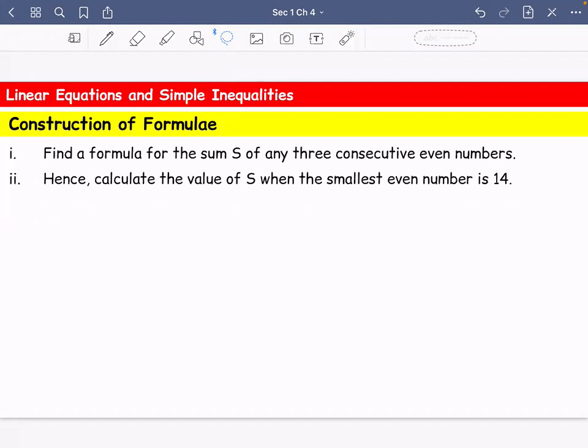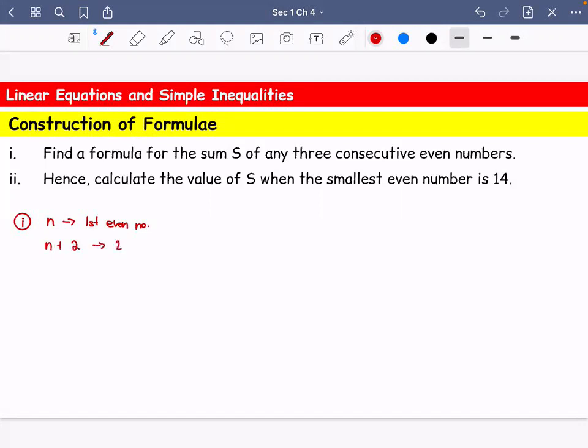Now, do you still remember, class, how do we write consecutive even or odd numbers? Let me write that. So for number one, how do we write three consecutive even numbers? n is always the first number, just the first even number. And then how do we write the next one? It's always n plus 2.